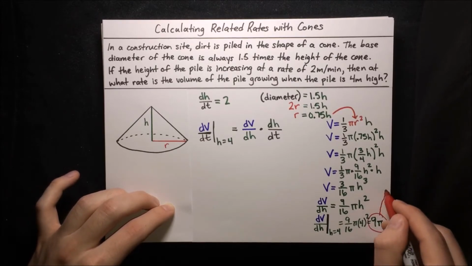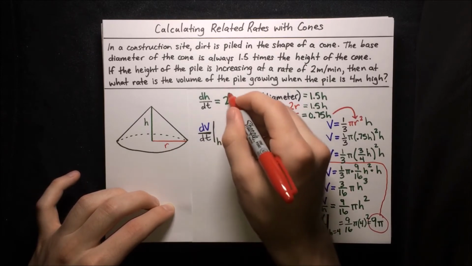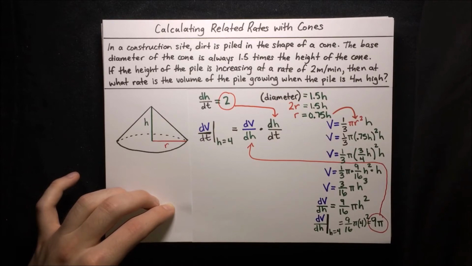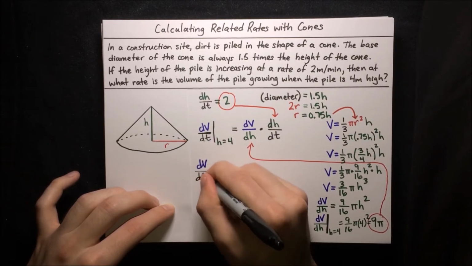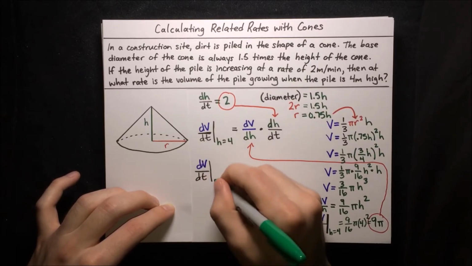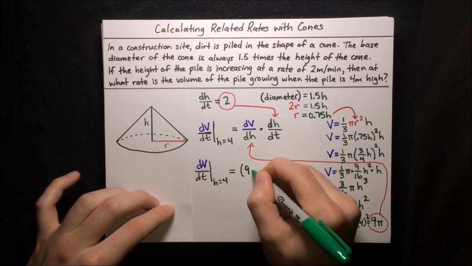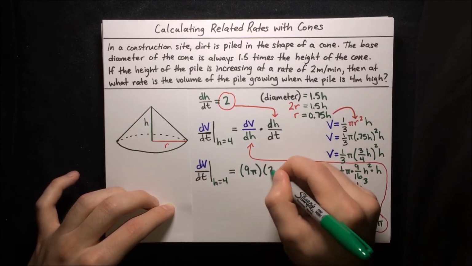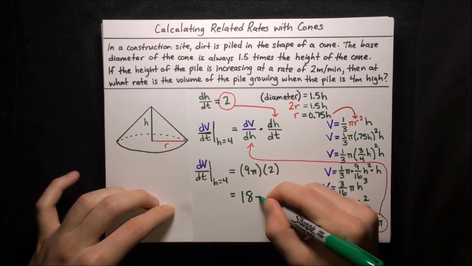And we're going to put that in for dV/dh in the equation here. And dh/dt, that's 2. So put that in for dh/dt in the equation there. So that means dV/dt at the moment when h equals 4, that's equal to dV/dh, which is 9 pi, and then times dh/dt, which is 2. And simplifying, that just makes 18 pi.